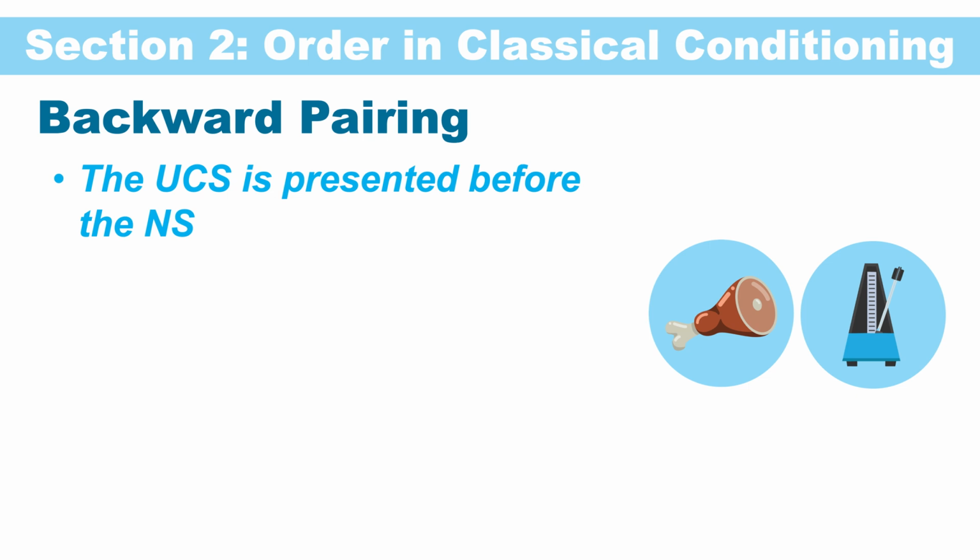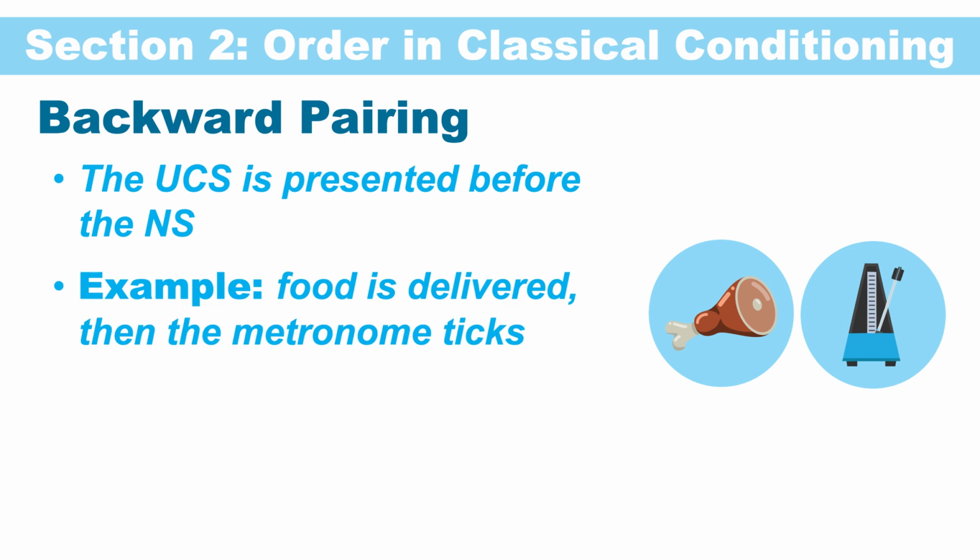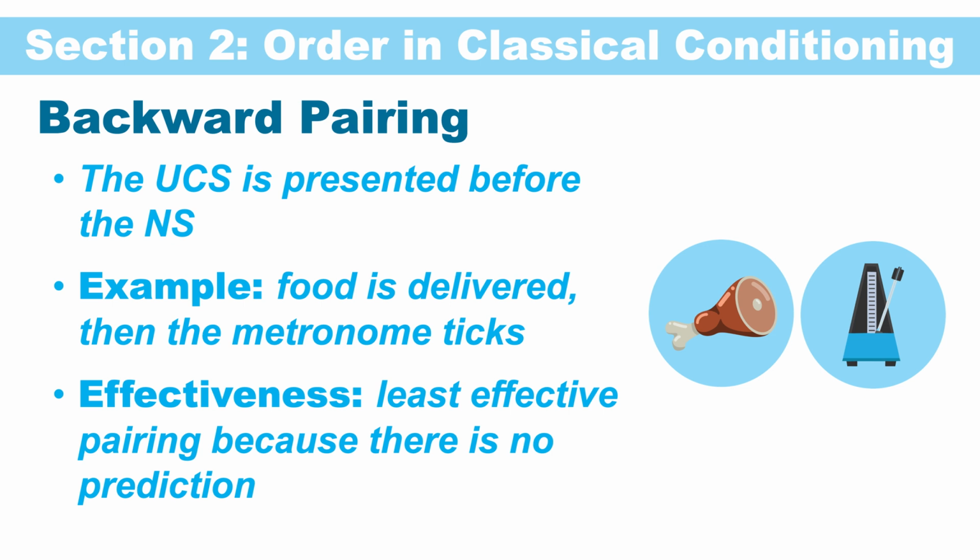Finally, we have backward pairing. This is when the UCS is presented before the NS. So the example here would be if the food was delivered and then the metronome would tick. This is the least effective method because the NS fails to act as a predictor for the UCS.